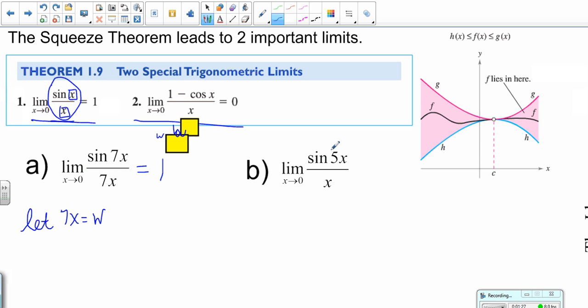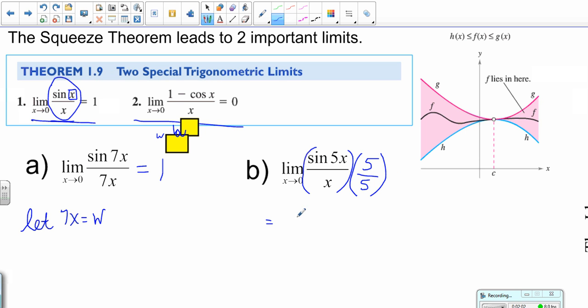Part B, this one does not look like the same over the same. I've got 5x here, but I have x there. Definitely not same over same. So what I need to do is make these the same. It would be lovely if we had a 5x down the bottom, wouldn't it? Well, here's the trick to doing that. Let me pull that back off. So let's make this into a 5x. But in order to do that, what I do to the bottom, I must do to the top. So we're going to go ahead and multiply both by 5 over 5, because that's like multiplying by 1.